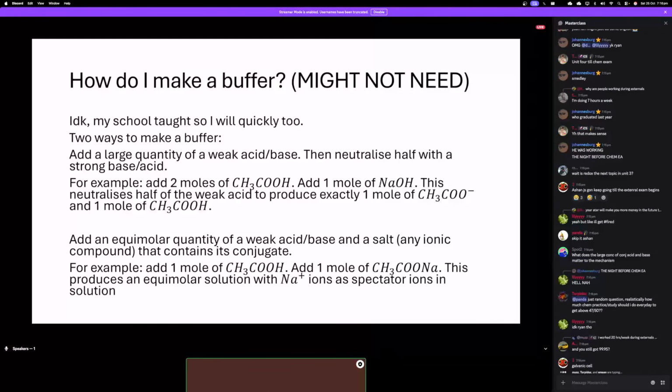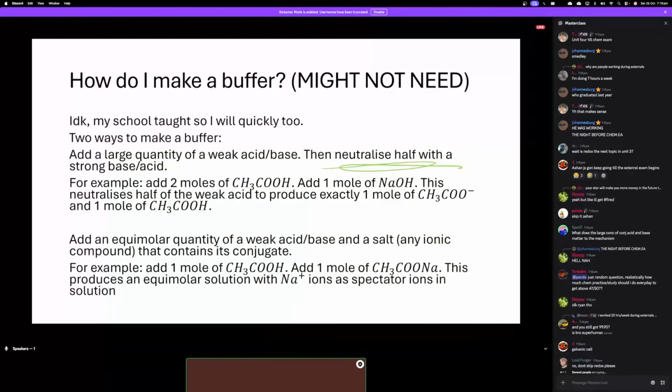One way to make it is I start with a large quantity of some weak acid or base. Then I neutralize half of it.